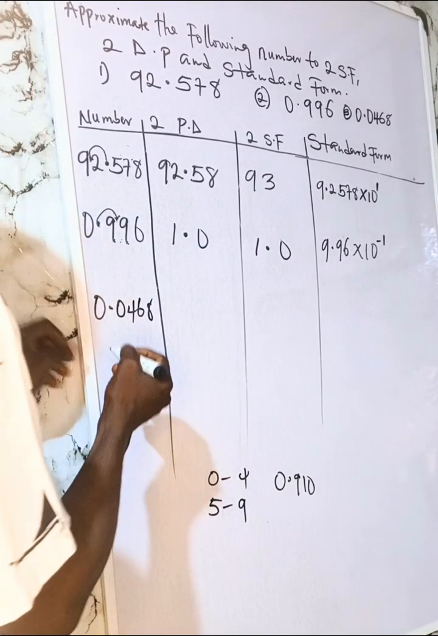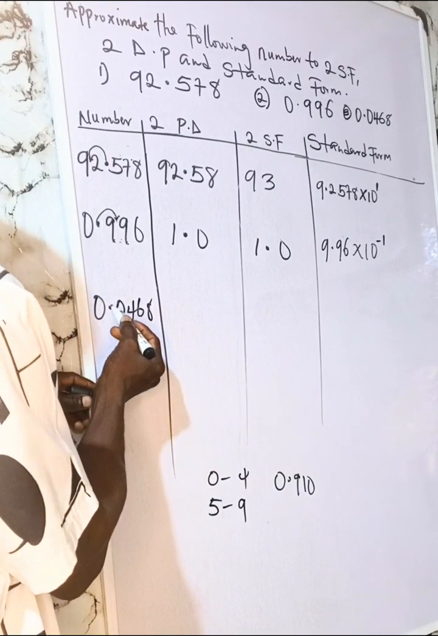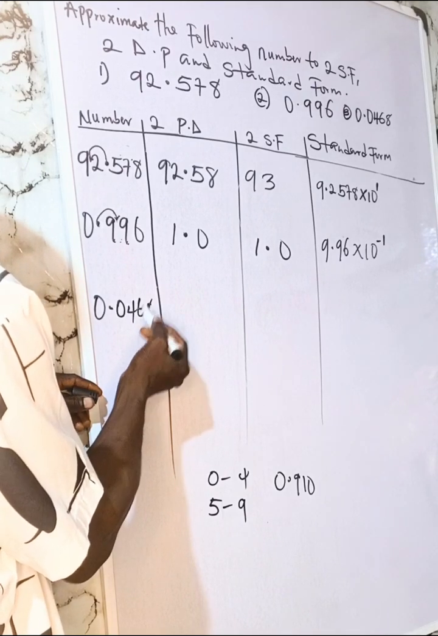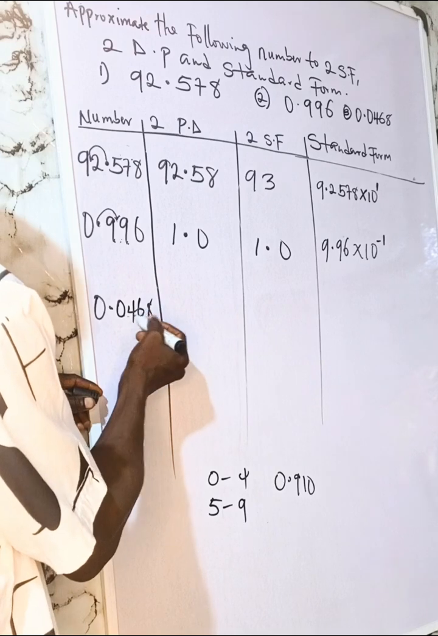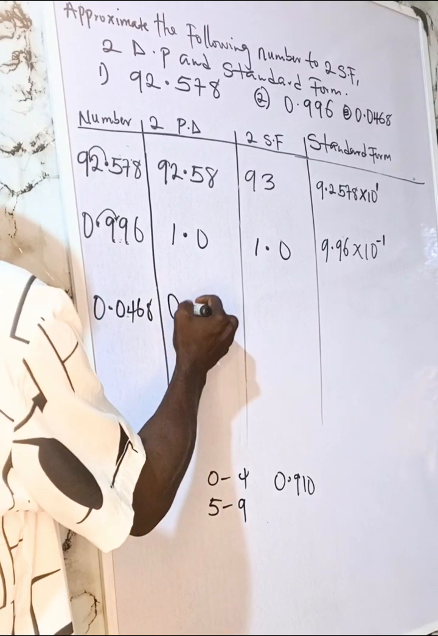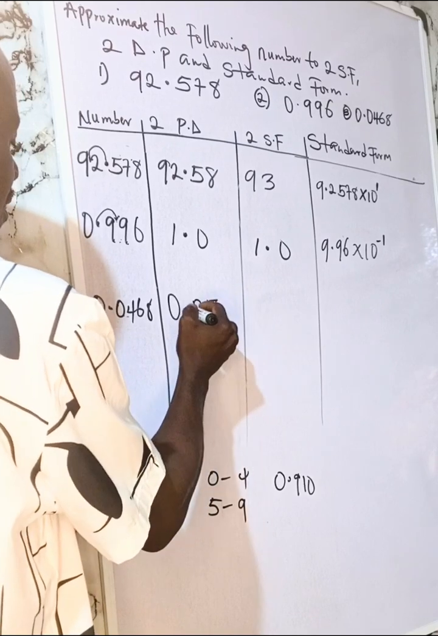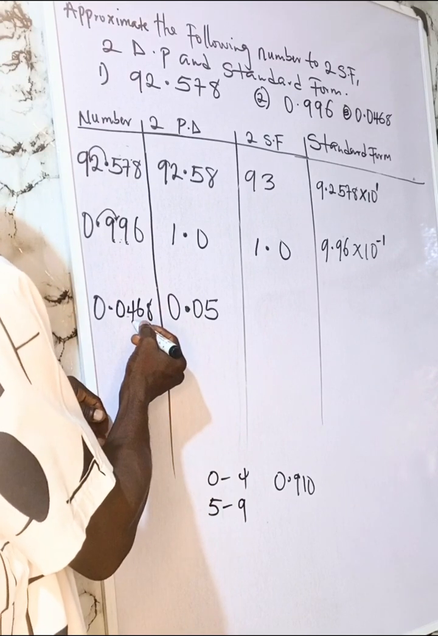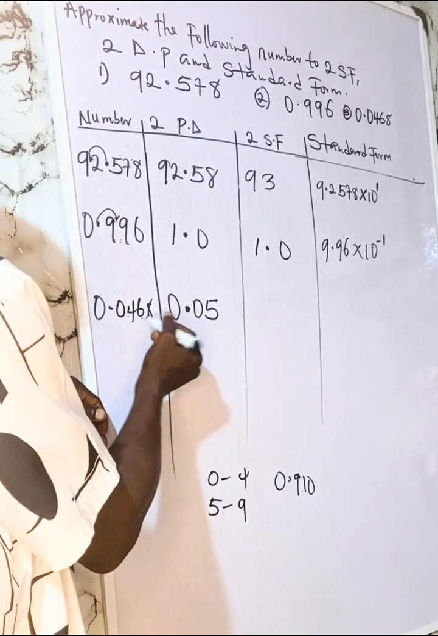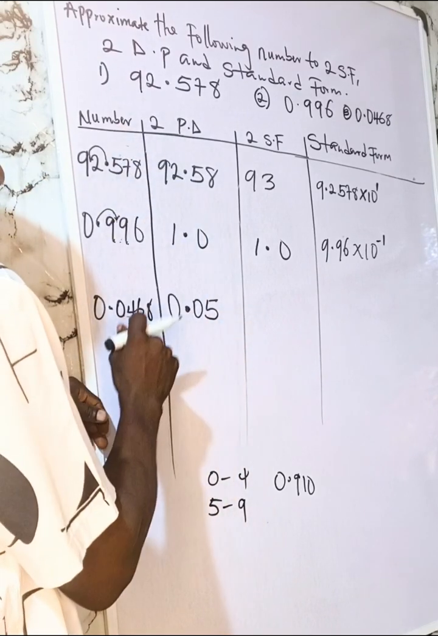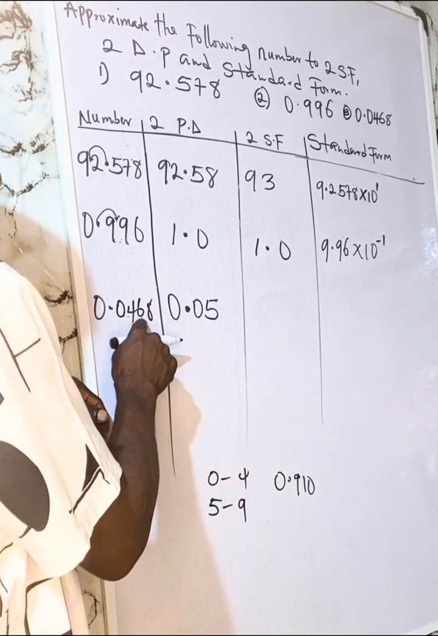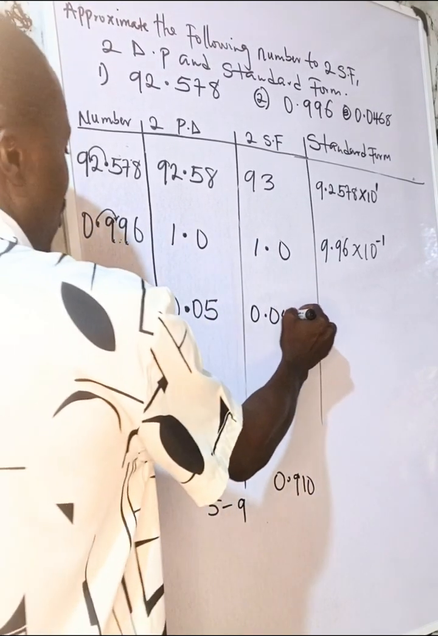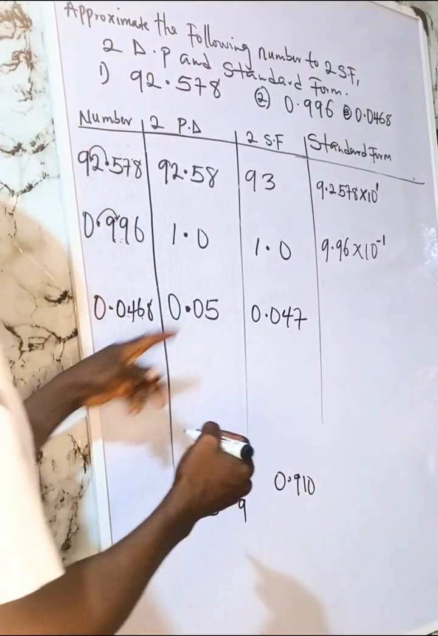Now we go to the last one, which is 0.0468. Now we're looking for the first 2 dp. This is 1 decimal, 2 decimal. I have stopped counting. The number in front is 6. I'll call it 1 and add it to 0.4. It becomes 0.05. Then for 2 significant figures, this is the first significant and this is the second significant. The number in front of where I stop counting is up to 5. I'll call it 1, add it to 46. It becomes 0.047. This is for 2 dp.